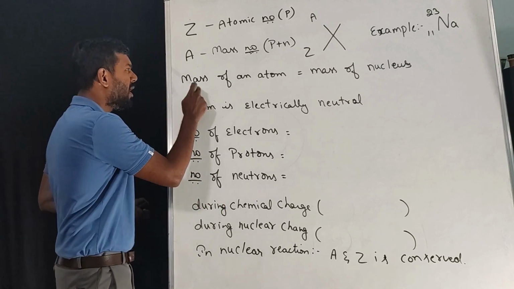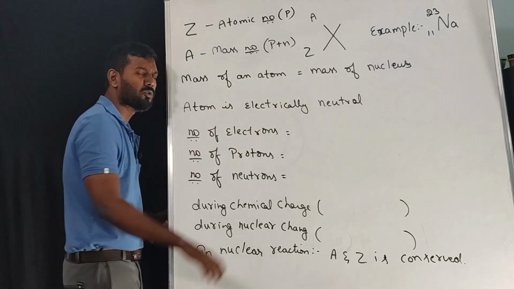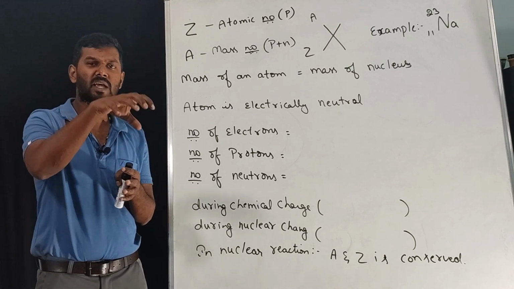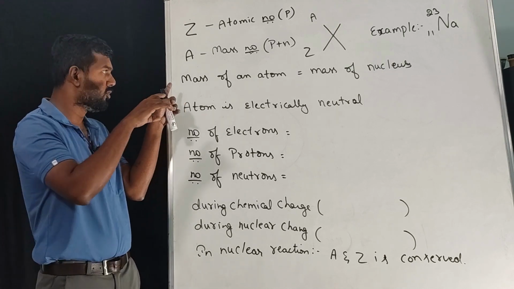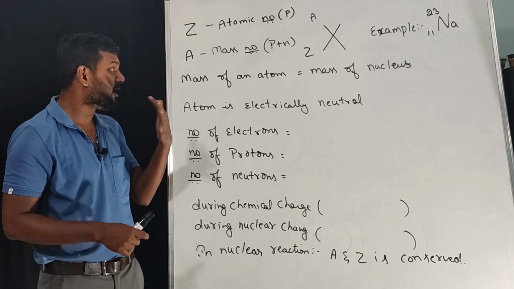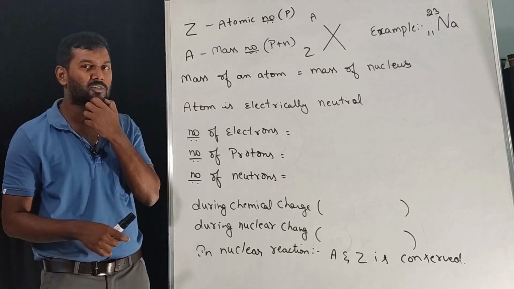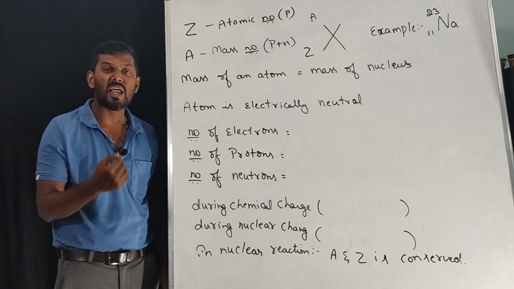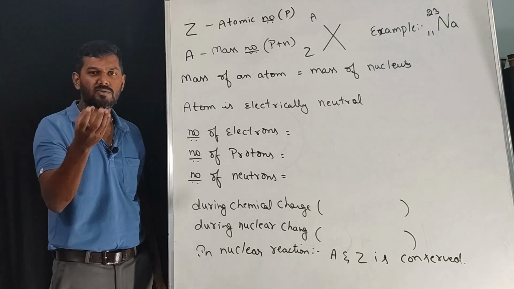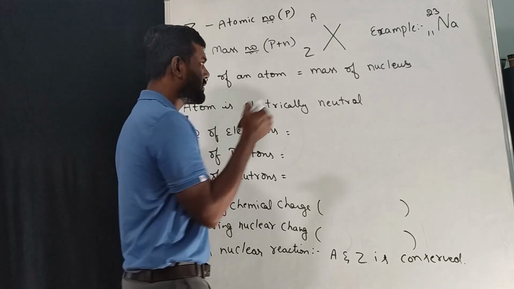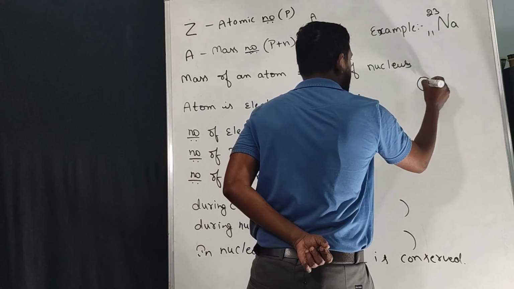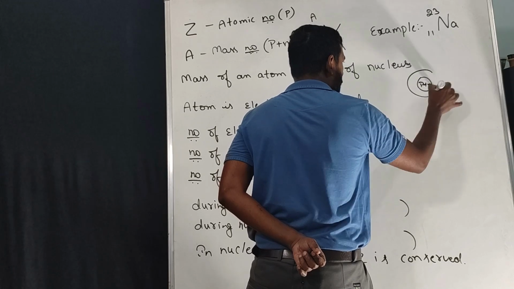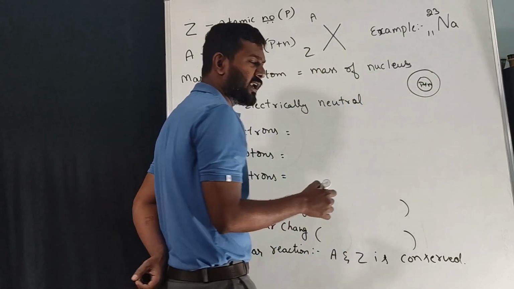Okay, listen. Mass of an atom is equal to mass of a nucleus. Do you think this is correct? Because the nucleus is inside the atom, correct? The nucleus is inside the atom. Then how are they saying mass of an atom is equal to mass of a nucleus? Why? Because inside a nucleus we have proton and neutron, like this. This is the nucleus, protons plus neutrons. Outside that we have many electrons, correct?